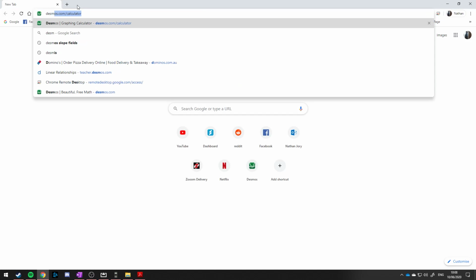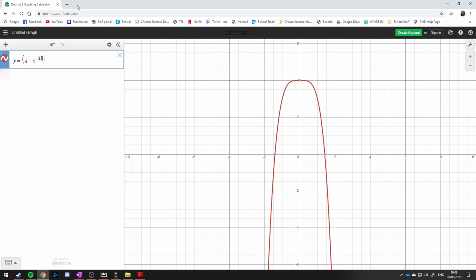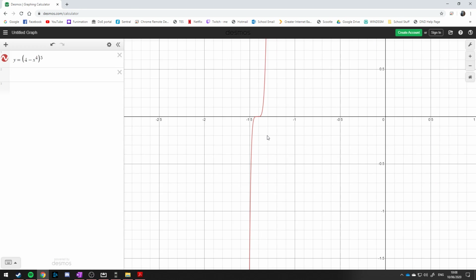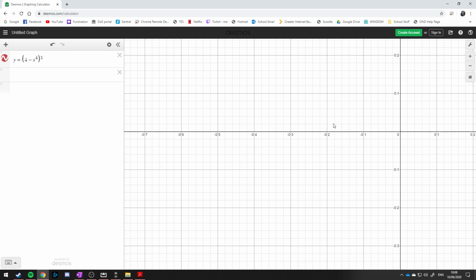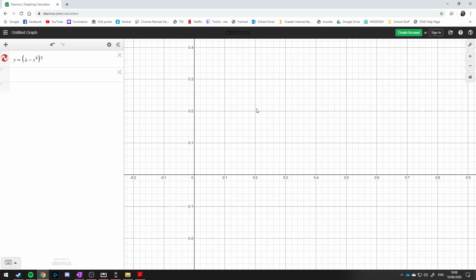But what we might do is have a look at Desmos just to clarify that that is the case for this function. So we've got y is equal to 4 minus x to the power of 4, all to the power of 5. And we say, okay, where is the horizontal? Here we've got a pretty flat point at about 1.41. Yep, there it is. That's my flat point for that side. On this side, I've got another flat point as well. Again, it's approximately 1.4142, which is the square root of 2.